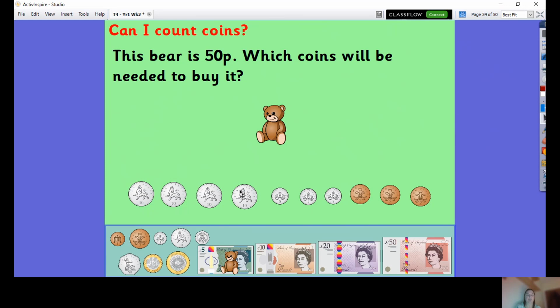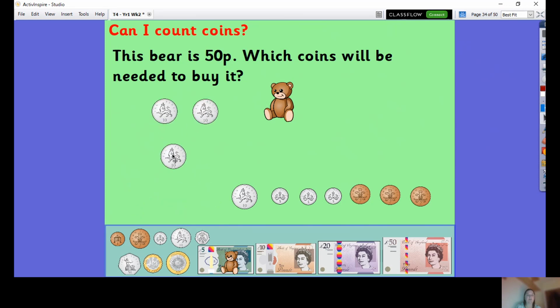These are the only coins that you've got. So imagine you've got these in your pocket, in your purse. So what could I use to make 50p? I'm going to start with my 10s. So I'm going to go 10, 20, 30, 40. Now that's only 40. I need to make 50.